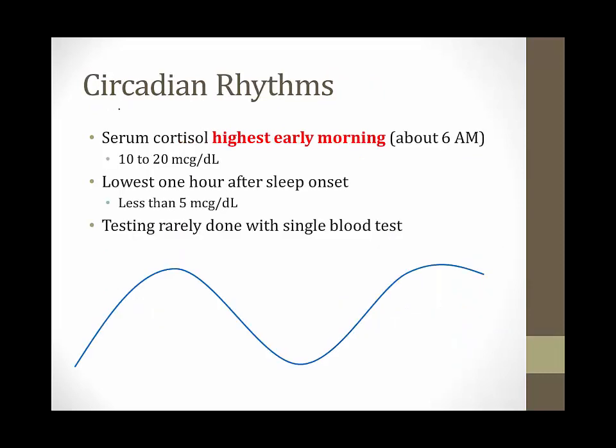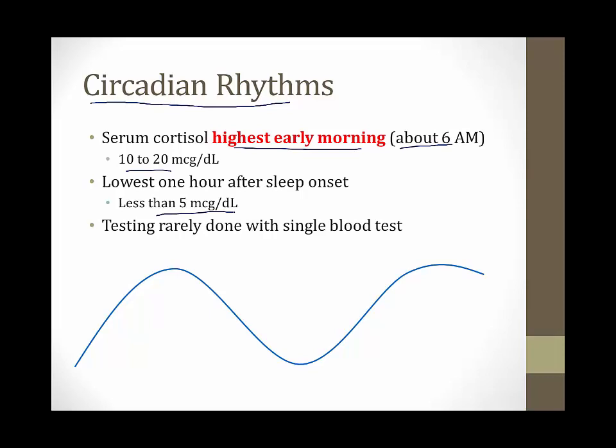The release of cortisol from the adrenal gland is not constant throughout the day. It goes up and down in what's known as a circadian rhythm. So your serum cortisol level is highest in the early morning at about 6 a.m. It's about 10 to 20 micrograms per deciliter. It's lowest at night right after you go to sleep. It's less than 5 micrograms per deciliter.